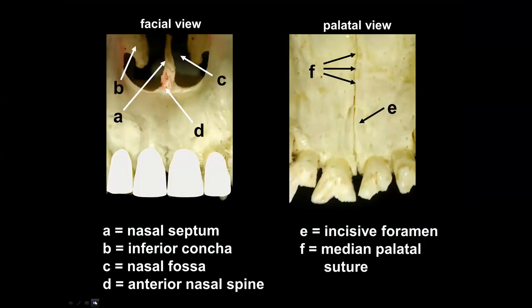So coming to the bone, in the facial aspect, we can see D is the nasal septum again, C is the nasal cavity, and you have the inferior concha seen as B. And coming to the palatal aspect, F indicates the median palatal suture, and E is the area where it is slightly depressed, which is seen as an oval-shaped radiolucency in the radiograph.